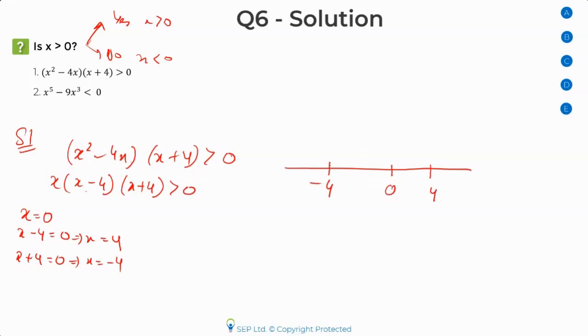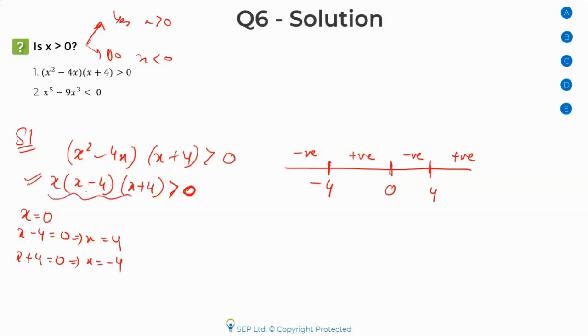Now there's a theory which I say that once you have got the reference points, you start marking positive, negative from the extreme right. So you'll start here, write positive, then negative, then positive, then negative. Now, what does this positive, negative mean? If you want to understand this, understand what this inequality means first. When I say x times (x minus 4) times (x plus 4) is greater than 0, what this basically means is I'm looking for values of x for which this is greater than 0, and greater than 0 means positive. So I'm looking for values of x for which this expression is positive.